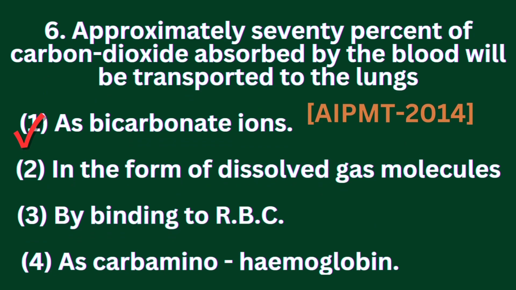Approximately 70% of carbon dioxide absorbed by the blood will be transported to the lungs: 1. as bicarbonate ions, 2. in the form of dissolved gas molecules, 3. by binding to RBC, 4. as carbaminohemoglobin.